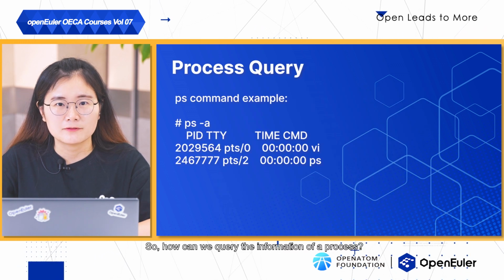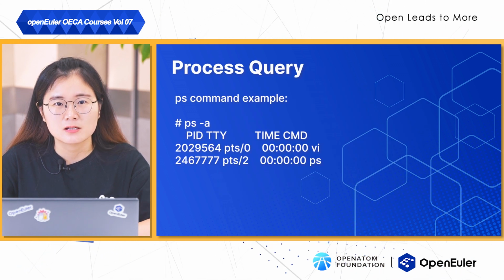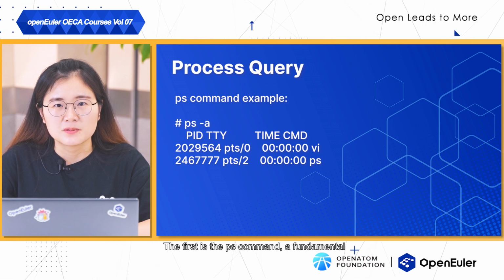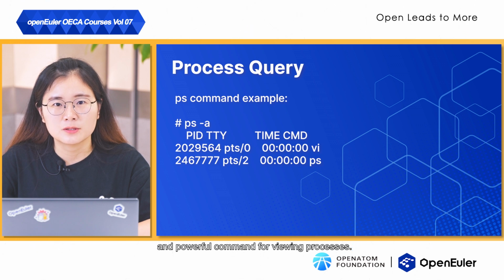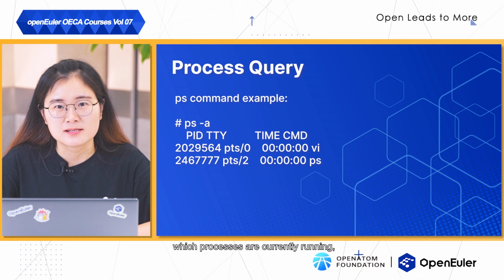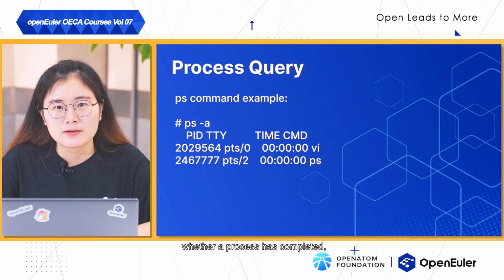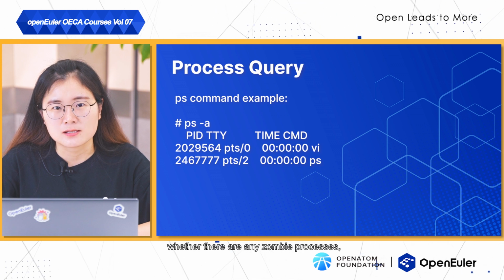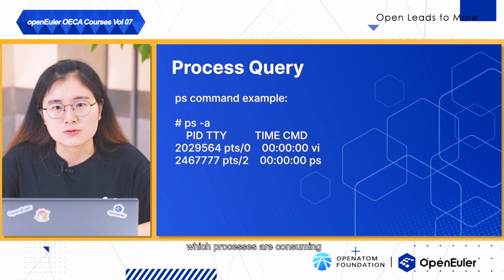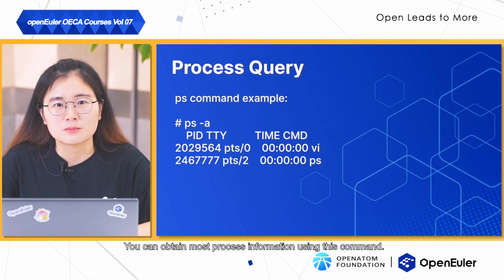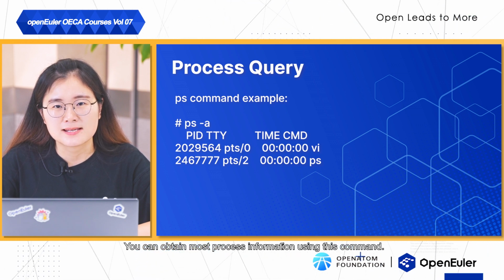So, how can we query the information of a process? There are 2 commands that can be used. The first is the ps command, a fundamental and powerful command for viewing processes. With this command, you can identify which processes are currently running, whether a process has completed, whether there are any zombie processes, which processes are consuming excessive resources, and more. You can obtain most process information using this command.